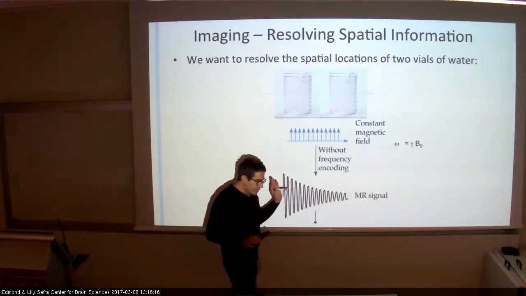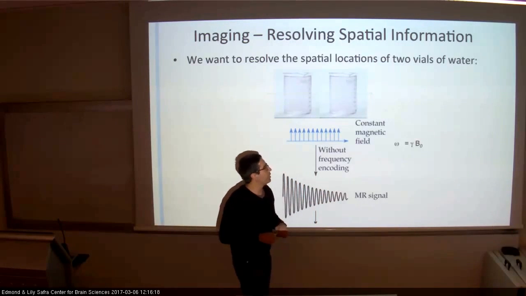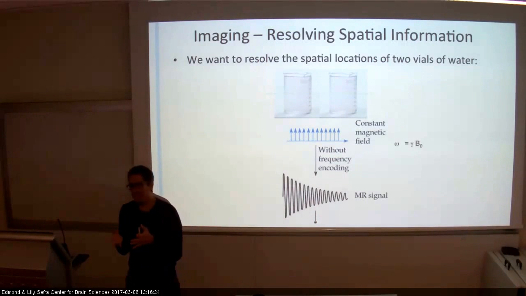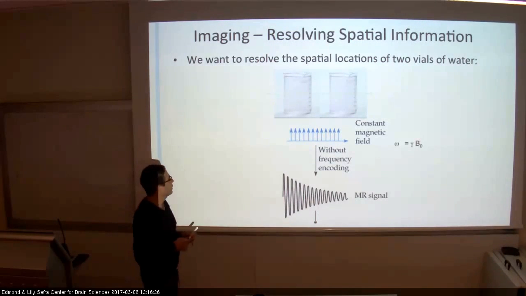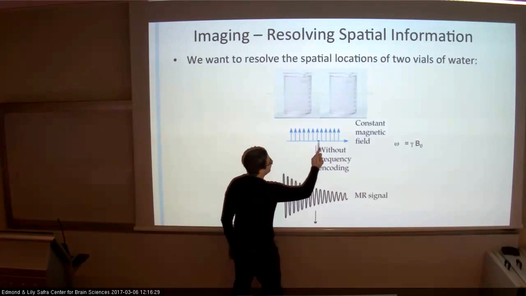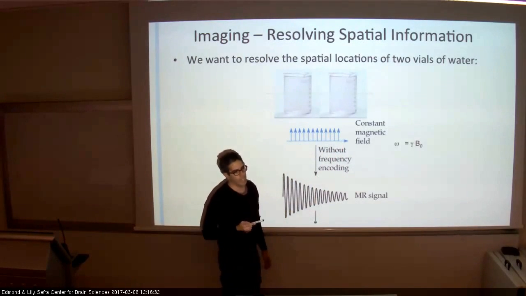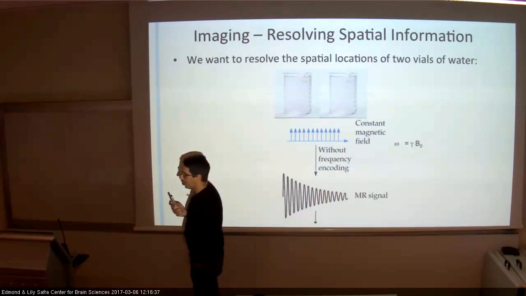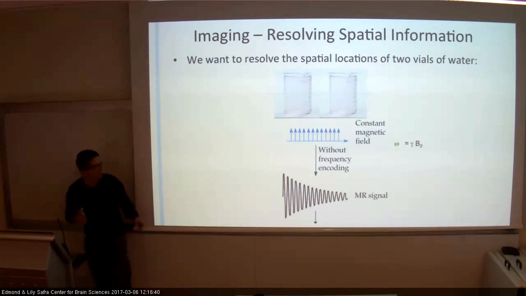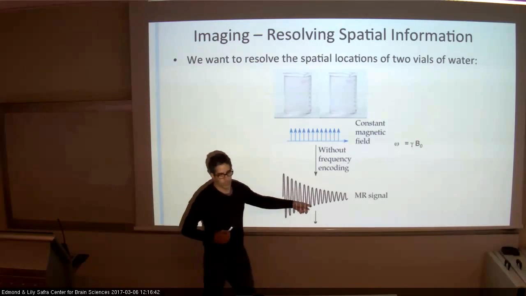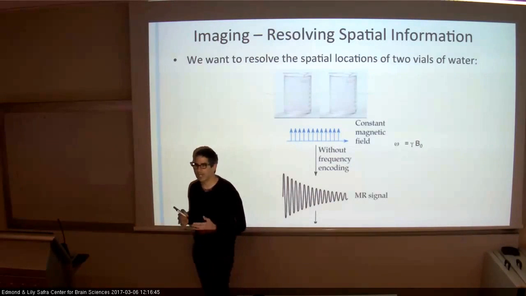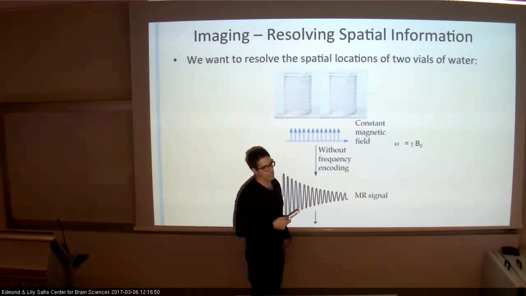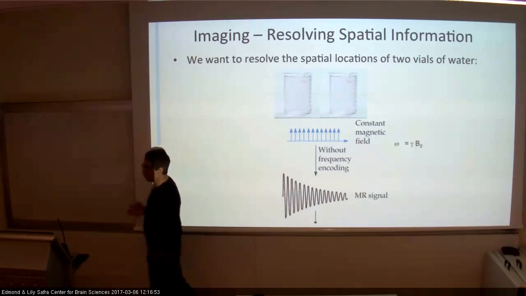So let's now stay with this 1D example. We have two beakers with water, okay? I put them inside the magnetic field, and I'm measuring from them. Because there is no difference in the magnetic field, they all have the same omega, the same frequency, right? When I measure from them, I'm going to get a signal, and this signal is not going to tell me anything about where it's coming from. It could come from this one or from this one. It probably just came from the sum of both, right? I have no information about space.